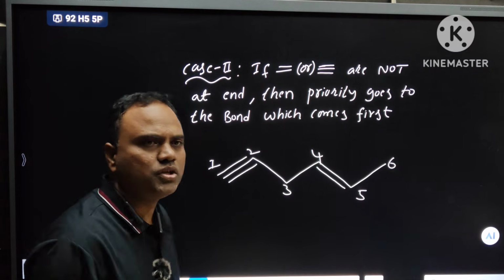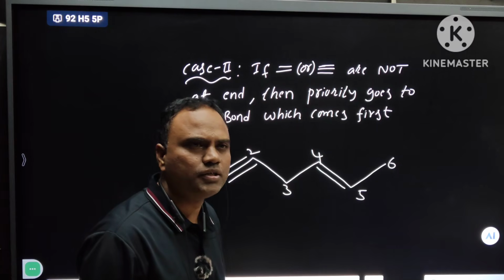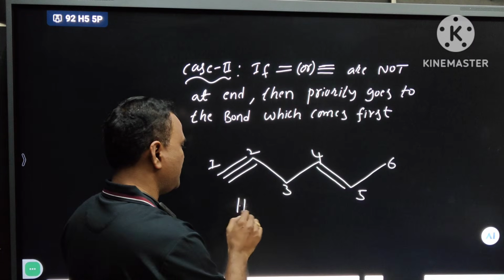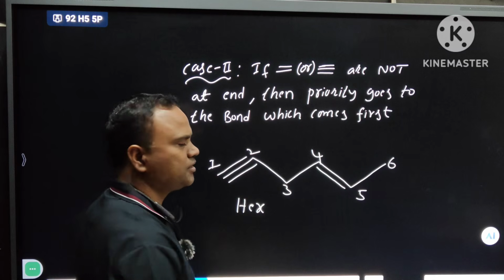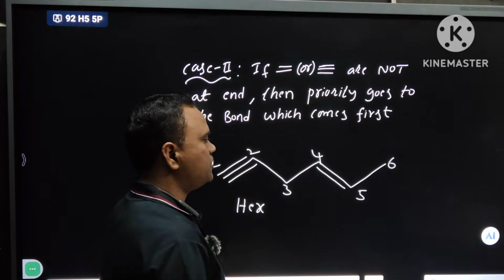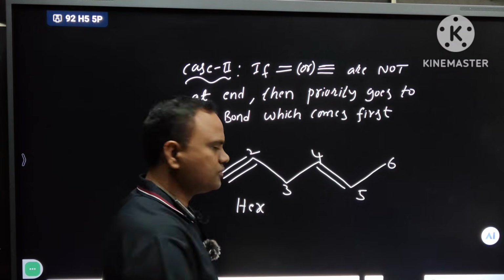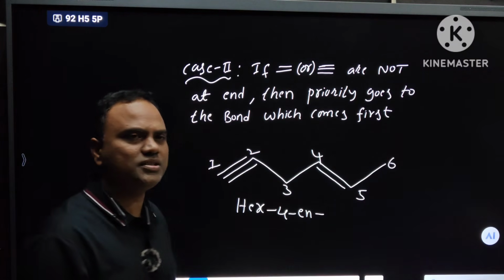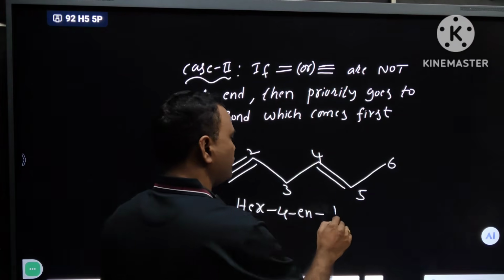Now what is the root word here? Hex. Mention the position of double bond. Double bond is at 4, so 4-en, and triple bond is at 1, 1-yne.